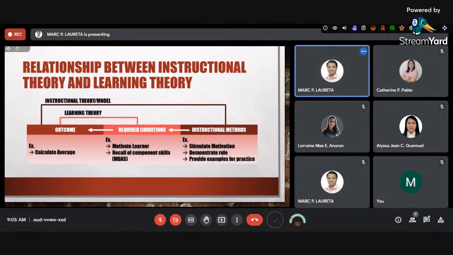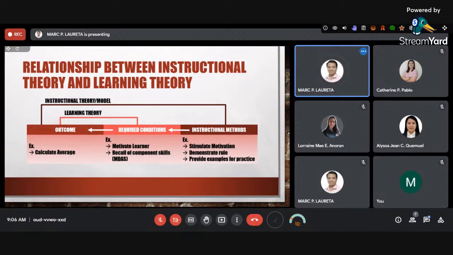Then next, we have the relationship between instructional theory and learning theory. So we can see the relationship between learning theory and instructional theory among instructional methods, required conditions and outcome.